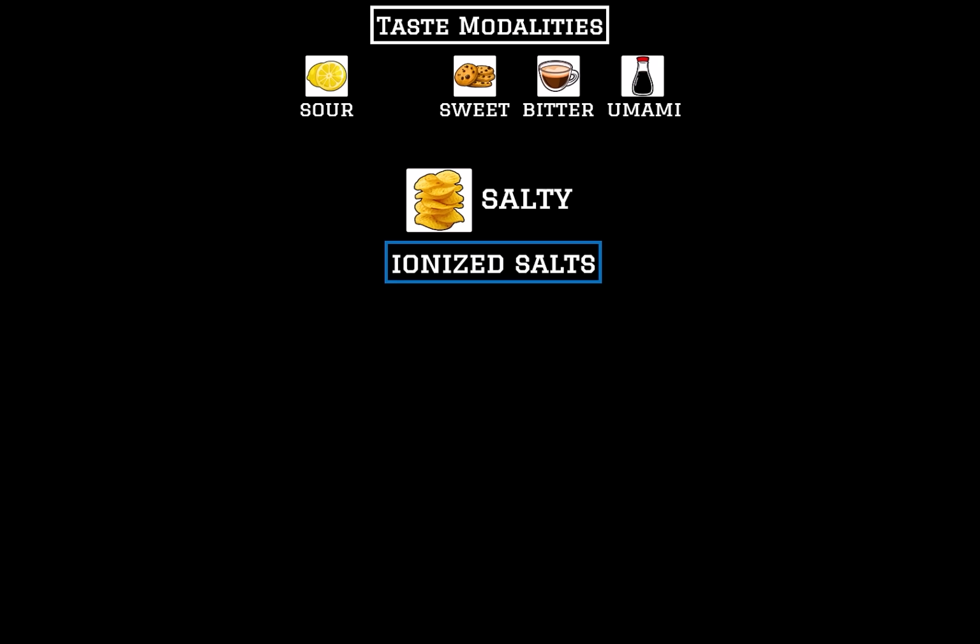Let's look at table salt as an example. Table salt, or sodium chloride, has the chemical formula NaCl. When it dissolves, it separates into 2 types of ions: cations, which are positively charged, and anions, which are negatively charged. In table salt, sodium becomes the cation, Na+, while chloride becomes the anion, Cl-. The cation, especially sodium, is the primary source of salty taste.